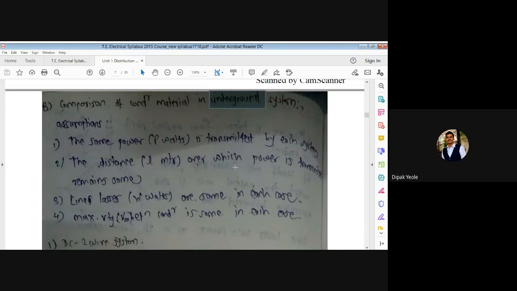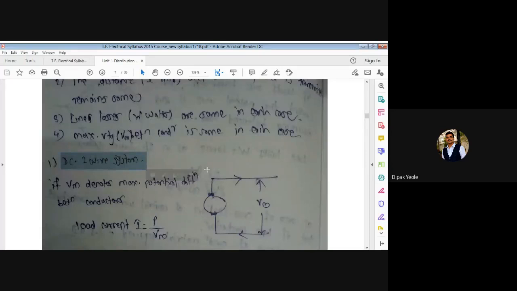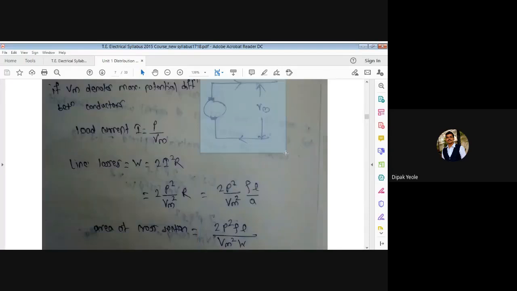Now for the DC 2 wire system, same way, this is for the underground. We have to draw the diagram.